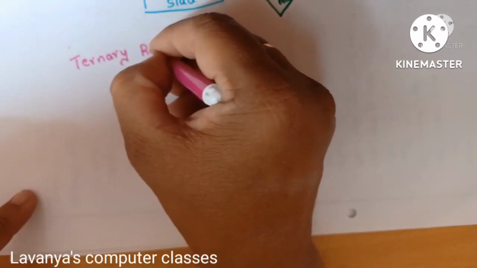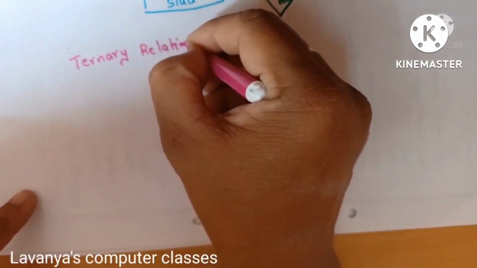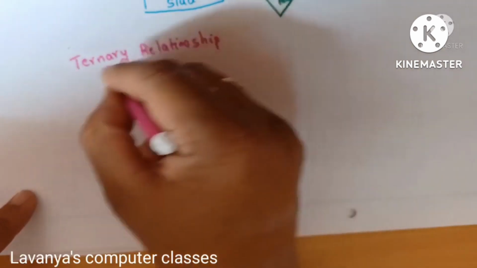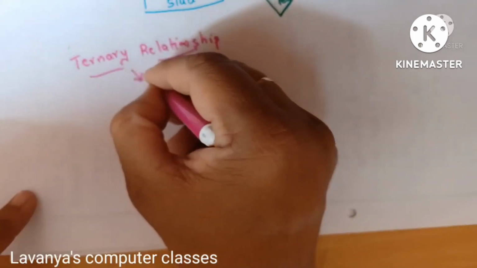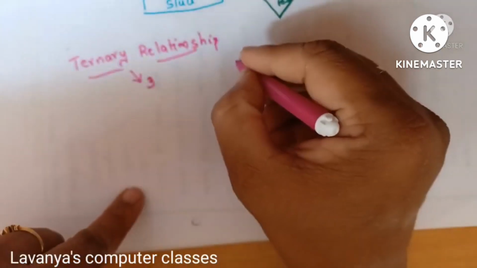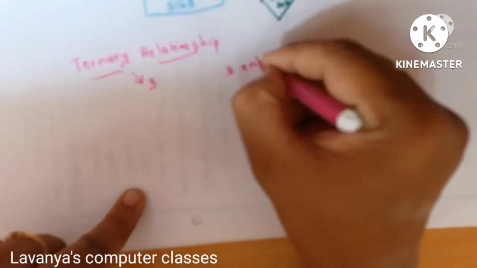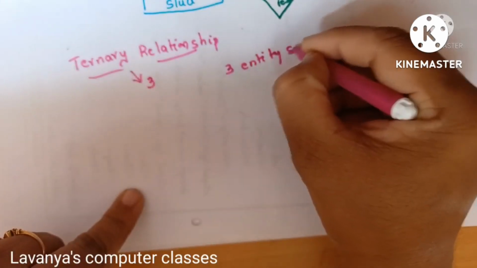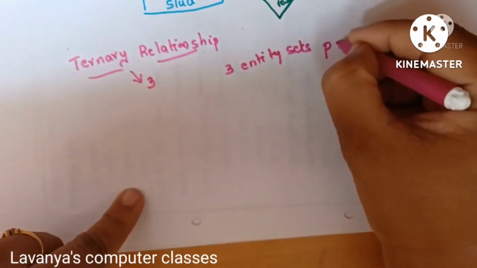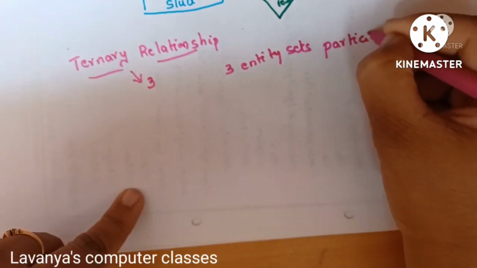The third relationship is the ternary relationship. Ternary means three. That means in this relationship, three entity sets are participated. When three entity sets are participated in a relationship, it is called a ternary relationship.